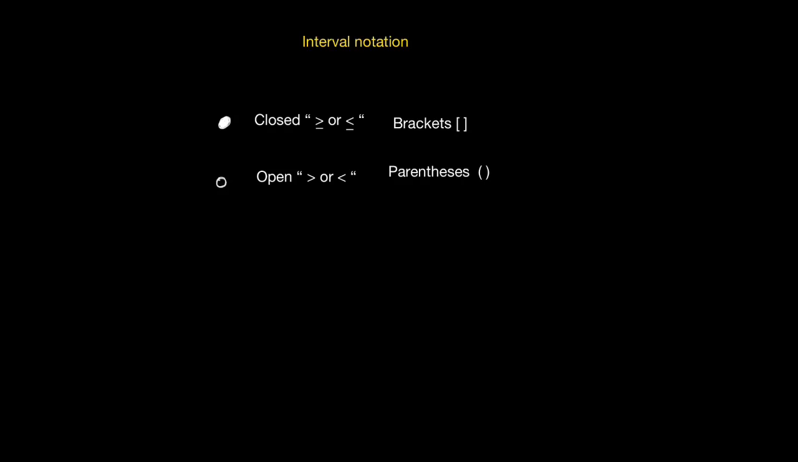We're going to switch it up a bit now. Now we're going to use interval notation. So for closed circles, we established that we would use the greater than or equal to or the less than or equal to symbol. And for the open circle, we would use the greater than or less than symbol. We're going to add to this. We're going to add brackets to the closed circles, and we're going to add parentheses to the open circles.